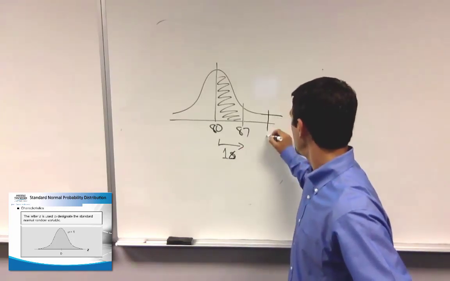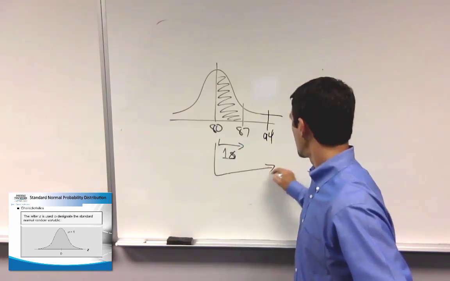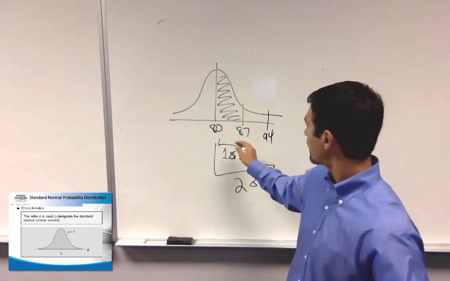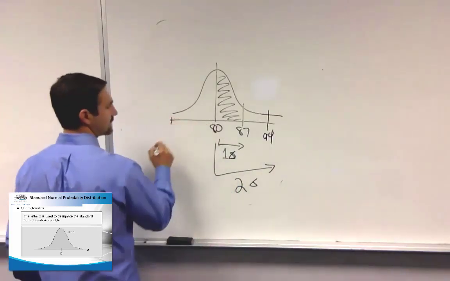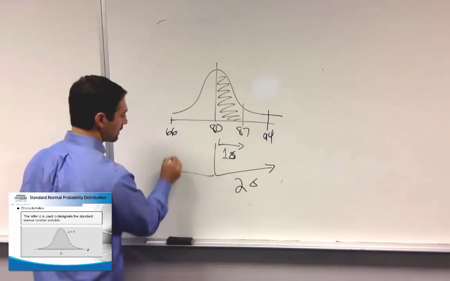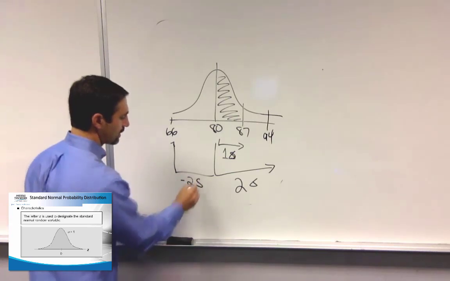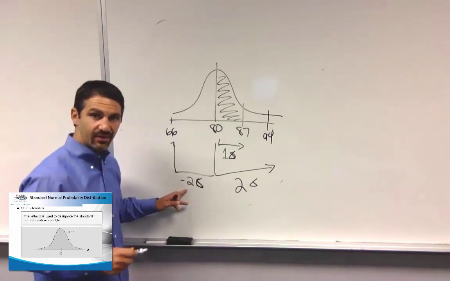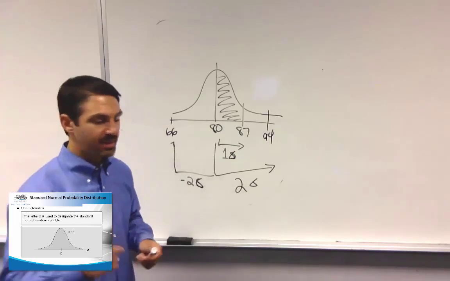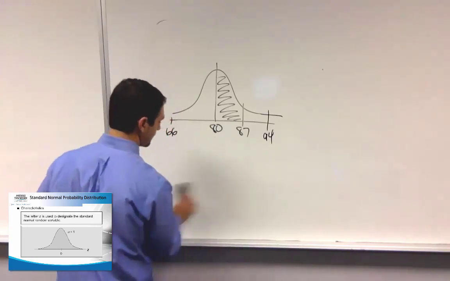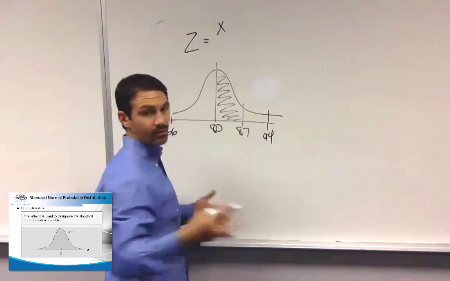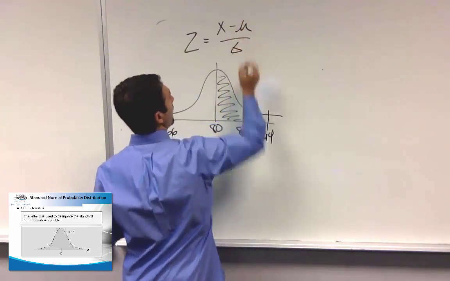If I was to go out 2 standard deviations, that's a z-score of 2. If I would go out down here to, what was that, 66, that's 2 standard deviations. That's a -2 for a z-score. So z-scores are nothing more than the number of standard deviations you are from the mean. And an easy way to calculate that is, put it up here, z equals whatever value you're looking for minus your mean divided by your standard deviation.